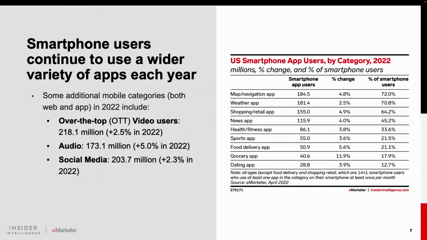But one thing I also want to point out is just the size of audience for some of these. We're talking well over 100 million for a bunch of different app categories, including a few that are not in the right chart, but just in the bullets on the left. Over-the-top (OTT) video users on apps and on mobile web are over 200 million users with a 2.5% growth rate. Audio is at 173 million, and social media is over 200 million as well, at over 2.3% growth rate. So every category we're measuring is growing faster than overall app usage. And I think that just means we're using fewer apps, but we're using a wider variety of apps. We're settling on winners within each category, or within some categories, and going with them.